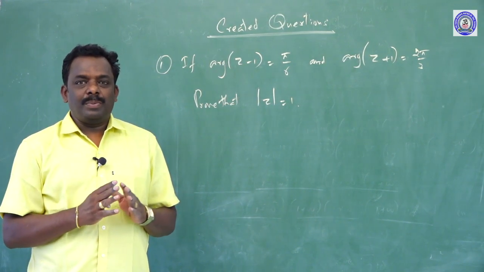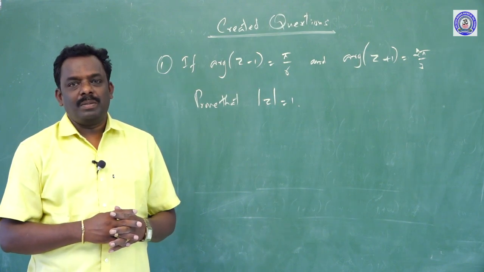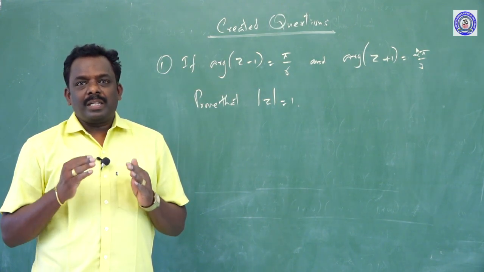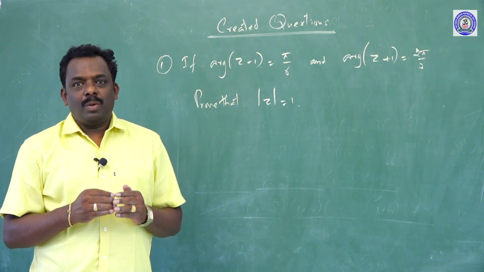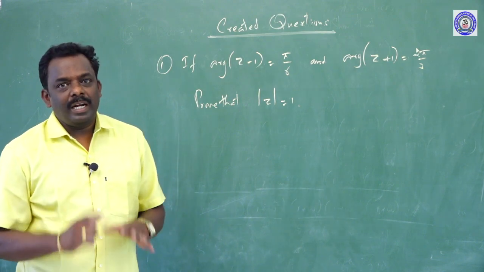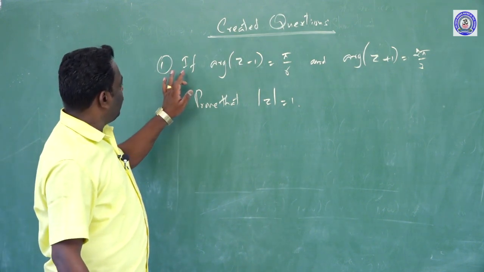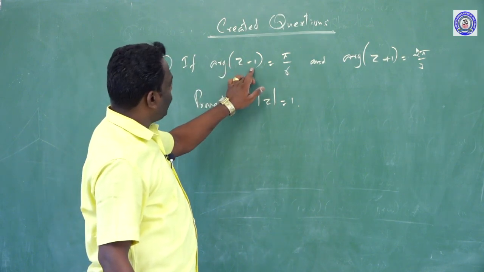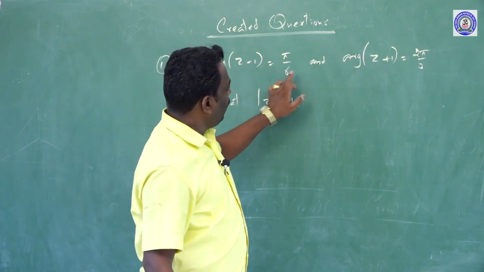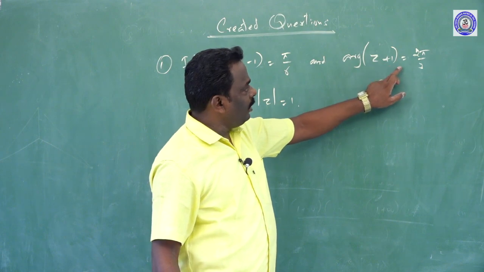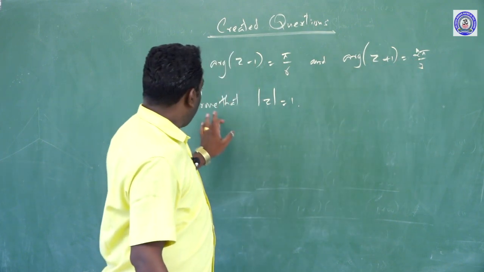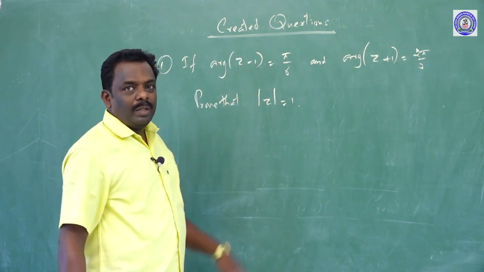Now the example and exercise problems regarding complex numbers are all completed. Now, regarding complex numbers, we are going to discuss some created questions. First question: if the argument of z minus 1 is equal to pi by 6 and the argument of z plus 1 is equal to 2 pi by 3, prove that the modulus of z is equal to 1.